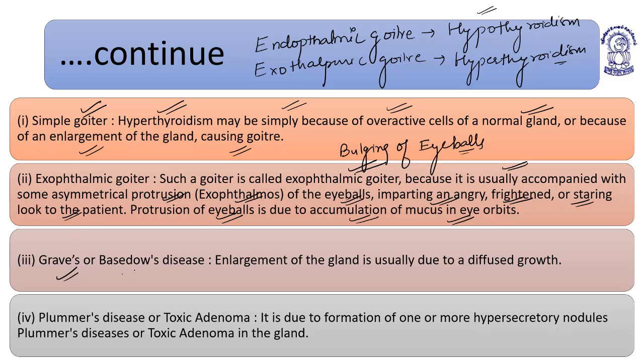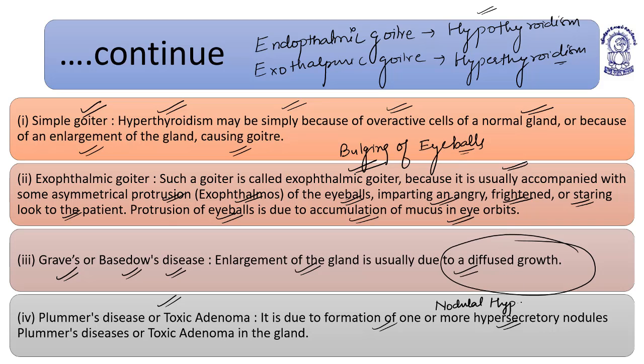Graves' disease or Basedow's disease. Very important: enlargement of the gland in Graves' disease is due to diffused growth, and this exophthalmic goiter is also given the name Graves' disease or Basedow's disease. Plummer's disease or toxic adenoma is due to the formation of one or more hypersecretory nodules. It is also known as nodular hyperplasia of thyroid.